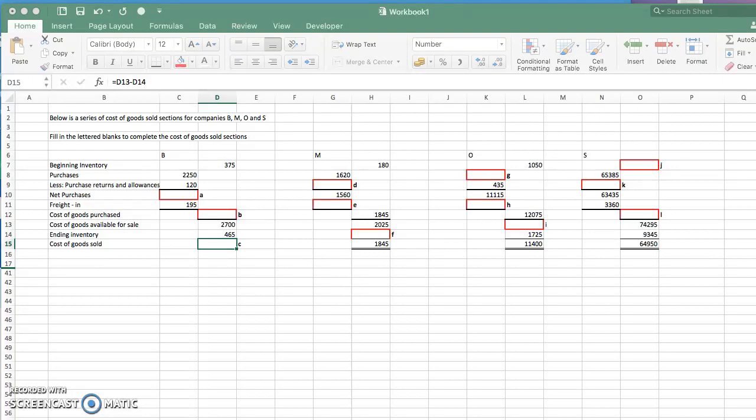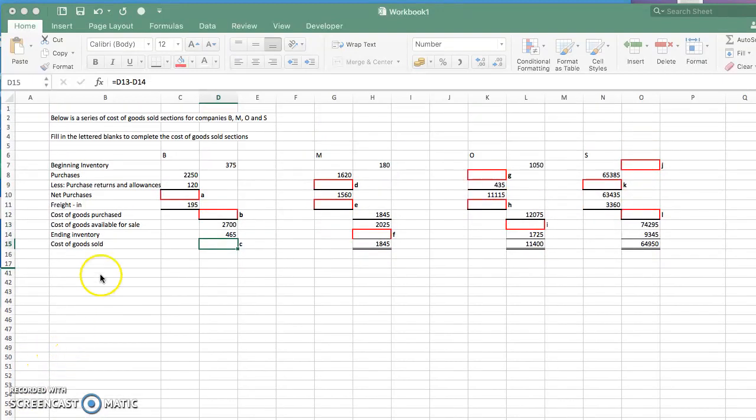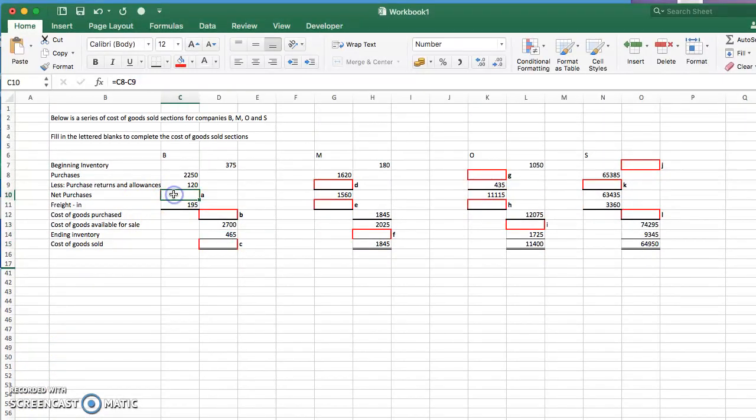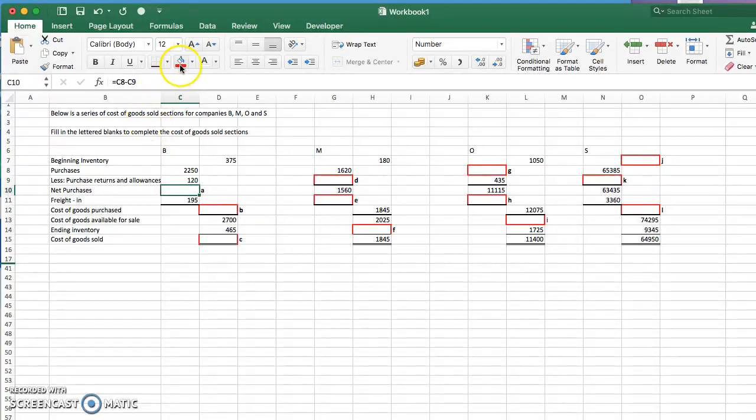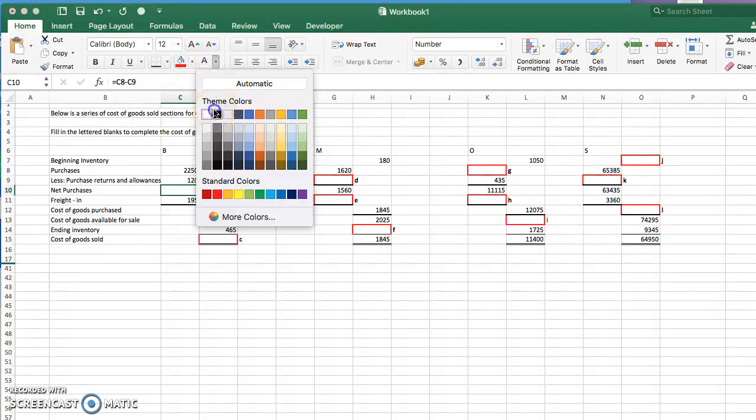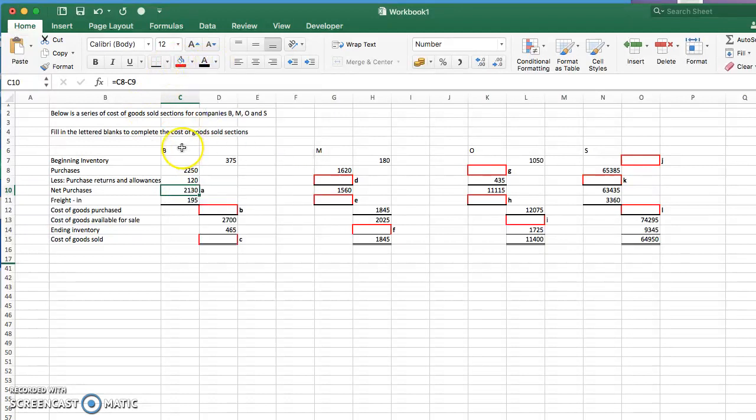The exercise we've been given is a series of cost of goods sold selections for companies B, M, O, and S, and we've been asked to solve three figures for each company. So for company B, the first one we need to find is net purchases, and we do that by subtracting the purchase returns allowance of 120 from purchases, the 2,250, and that gives us a total of 2,130.